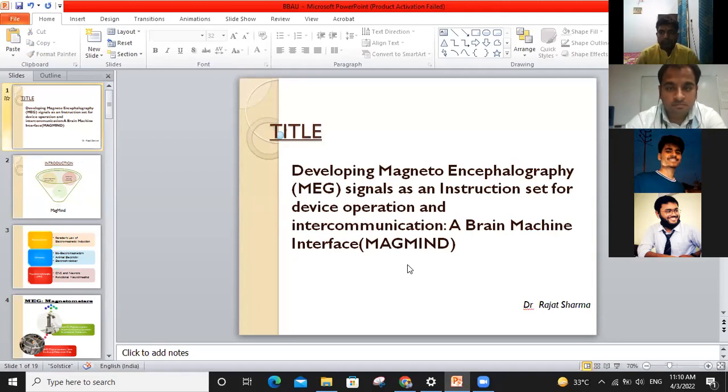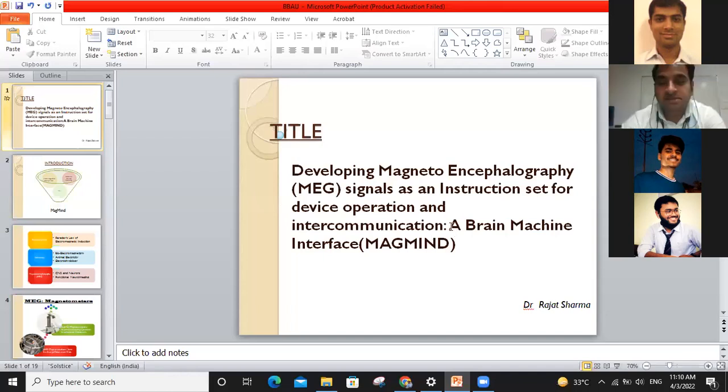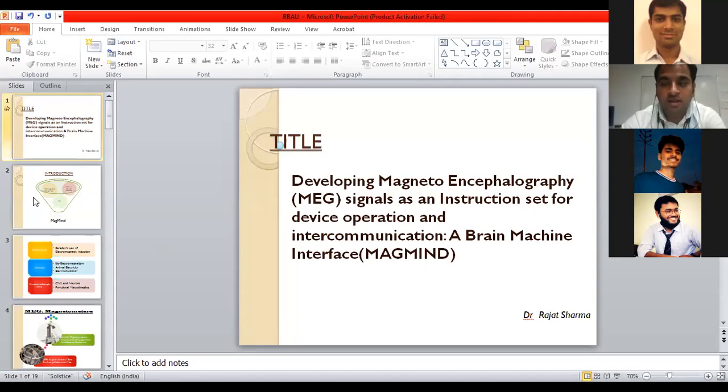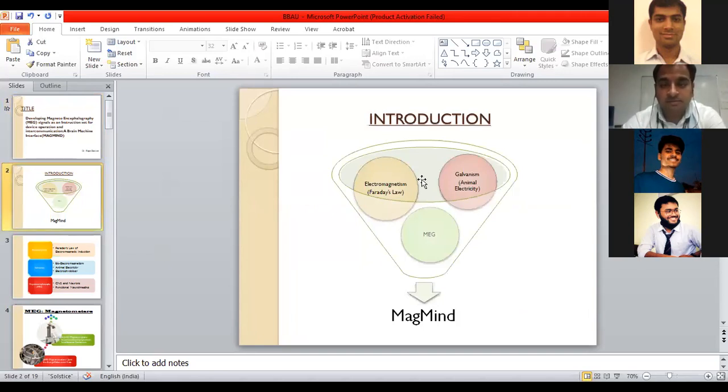So basically, what we are discussing today is MEG signals as an instruction set for device operation and intercommunication, which we have called a brain-machine interface known as MagMind. So we will go through it. What is MagMind? This MagMind consists of three basic phenomena. First is electromagnetism, which is also known as Faraday's law. What it tells, I will explain to you. Second is galvanism. Galvanism is related to animal electricity. What is animal electricity?